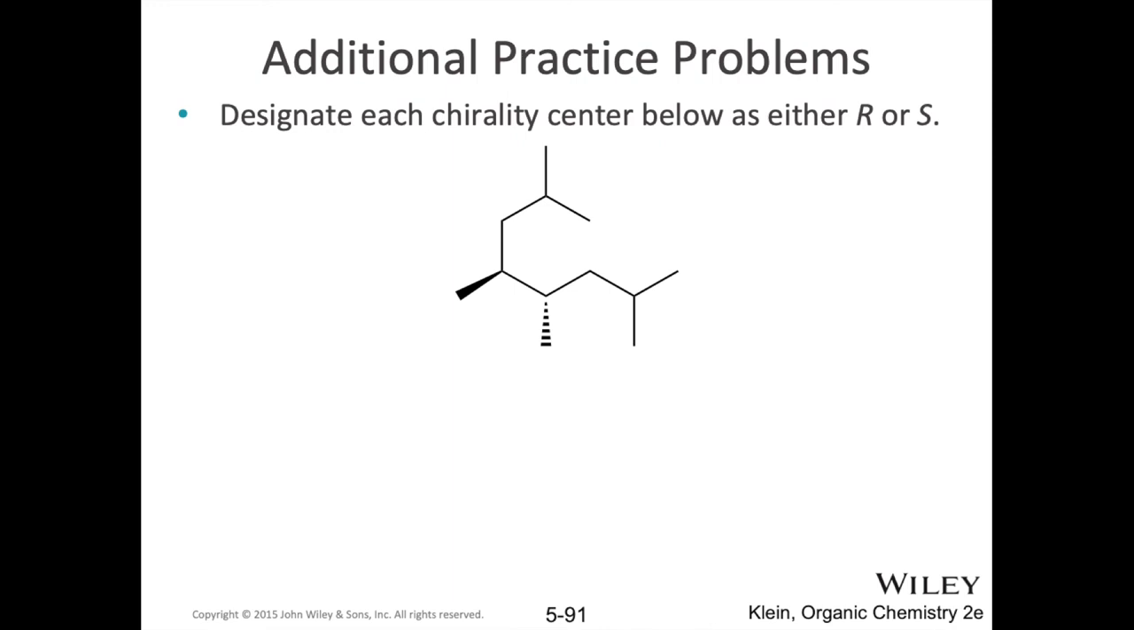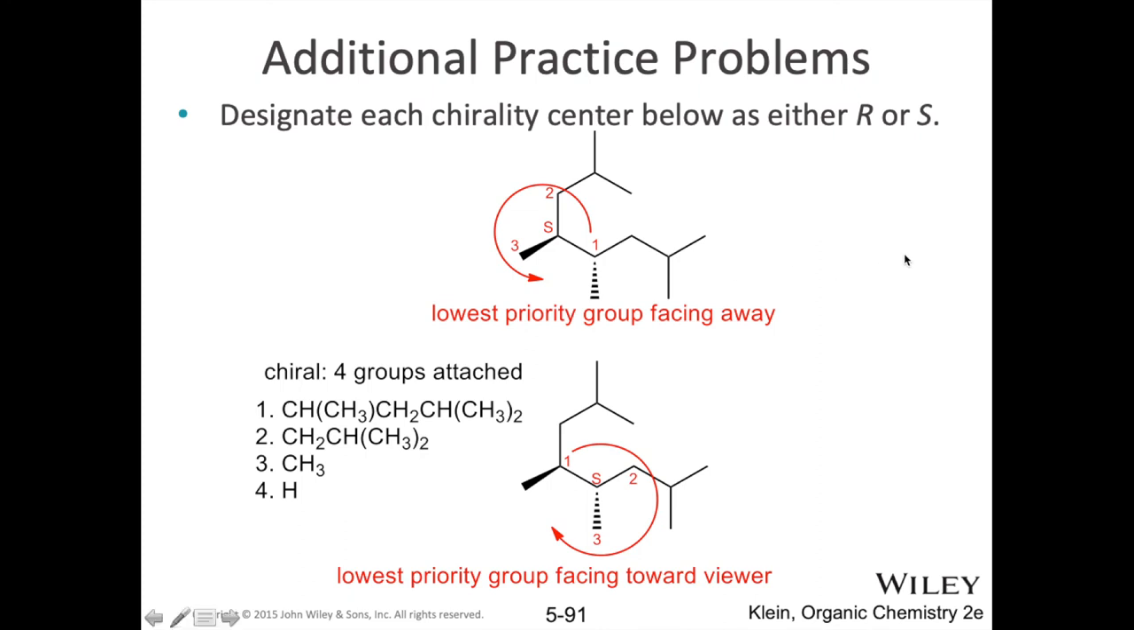Okay, so in the previous problem we saw that these 2 carbons are chiral. Go ahead and try to designate them as R or S. Look at the 4 groups attached, assign them priorities, and go from there. Okay, so they both have S designations.